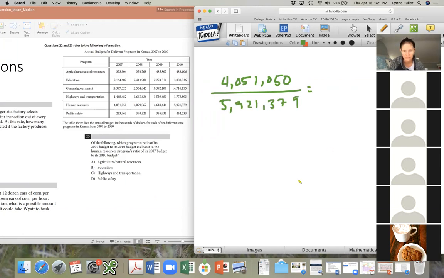So 4,051,050 divided by 5,921,379 gets me a decimal of 0.68. So now what we have to do is the same tedious work of taking the 2007 to 2010 numbers for agriculture, natural resources, education, highways and transportation, and public safety, and do the same thing. So I'm going to give you guys a minute to work through that, and then you can tell me what answer is going to be closest to this decimal point here.